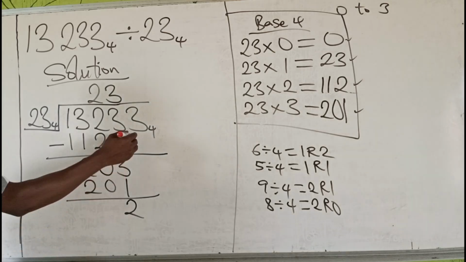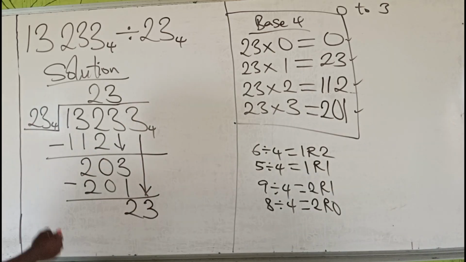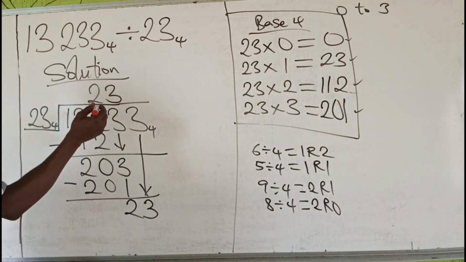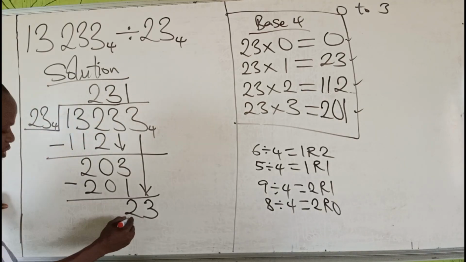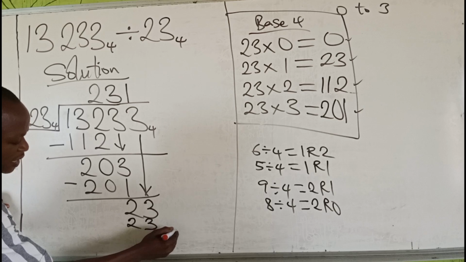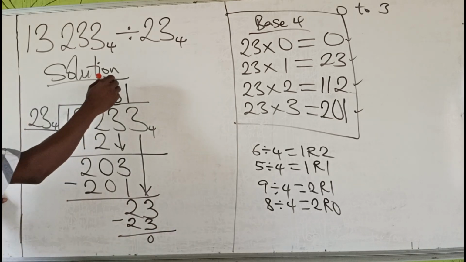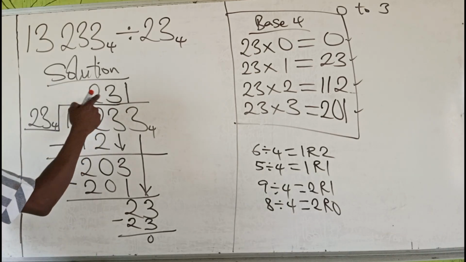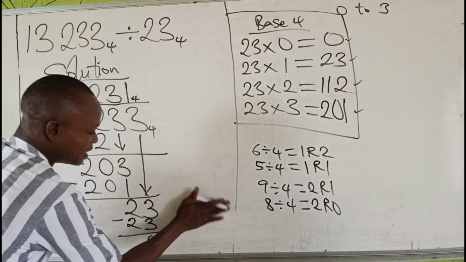The next thing, we bring down the next digit, in this case 3. Now, 23 divided by 23 is 1. Of course, 23 times 1 is 23. So 1 times 23 is 23. And then 23 minus 23 is 0. That means, since we have obtained 0, our final answer is 231 in base 4. That is our final answer.